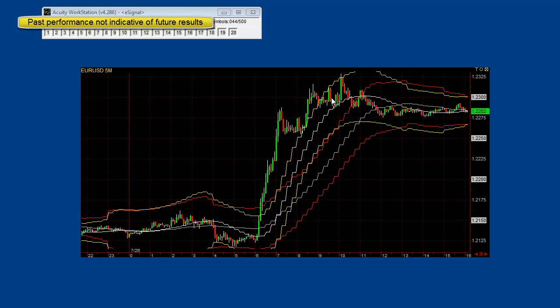But once it comes back into the price range and price slows down, these much faster bands allow you to get short pretty much at the optimal time right here. And you might have also taken a trade right here and made 15, 20 pips selling that as well.